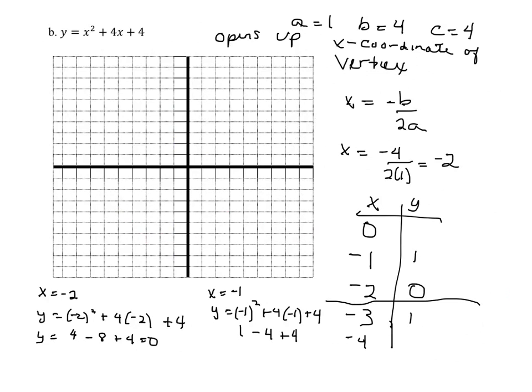Done. Now let's do one more. Let's plug in 0. So when x is equal to 0, we get y is equal to 0 squared plus 4 times 0 plus 4. So y is equal to 4. Bam-a-lamb, I got the other one. So where's the vertex? The vertex is negative 2 comma 0. That's my vertex. Perfect. So let's graph.